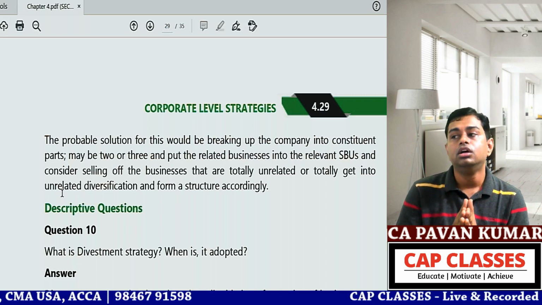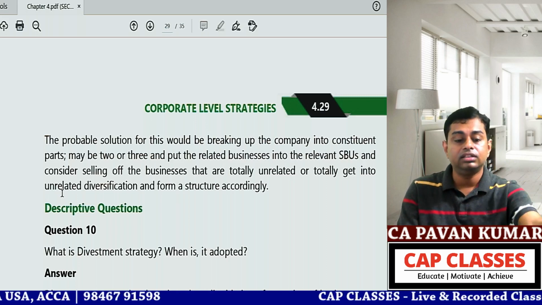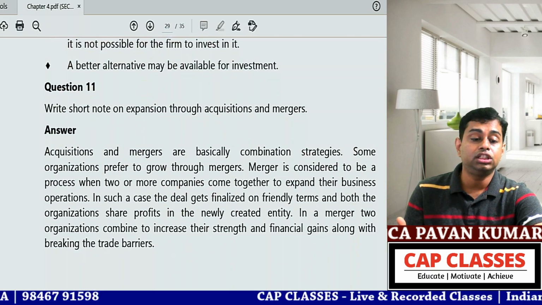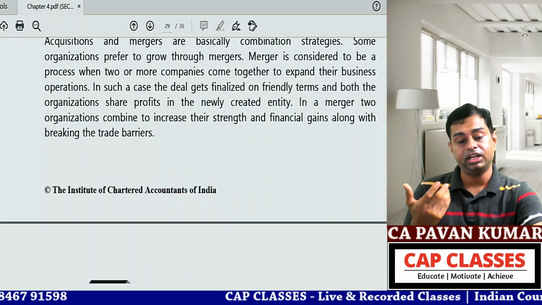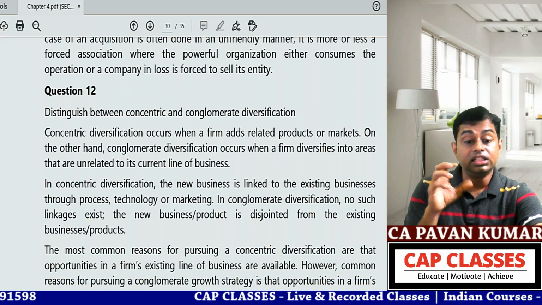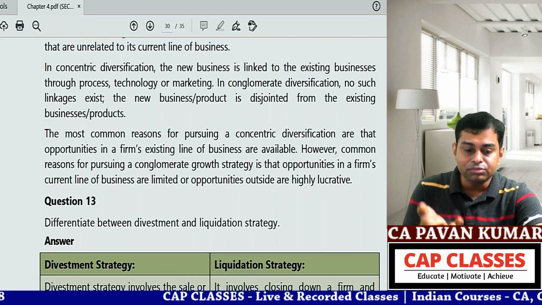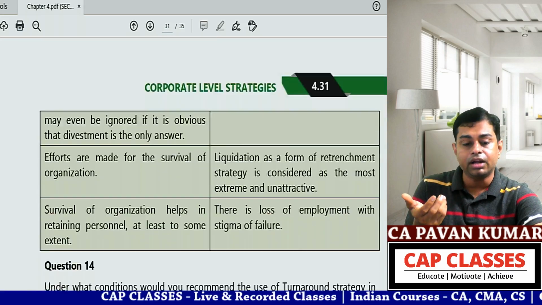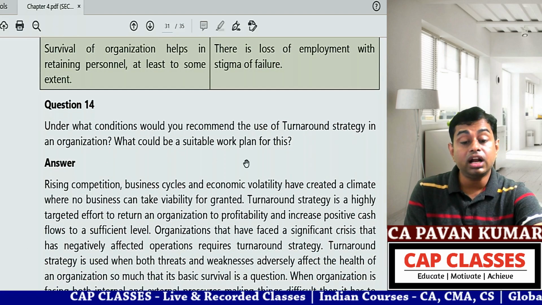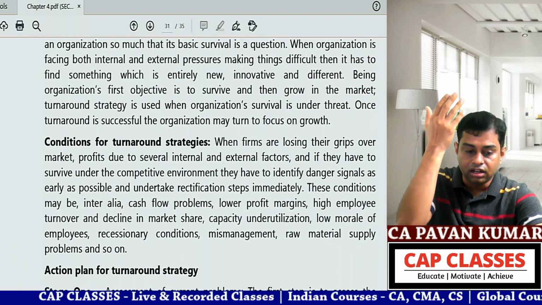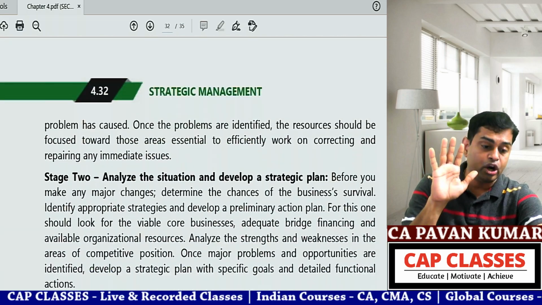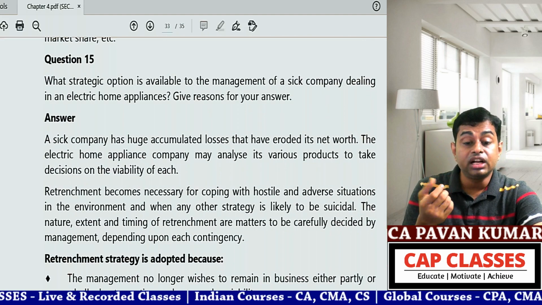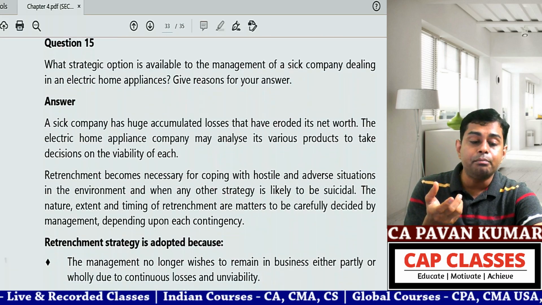That's all. So case studies are over. Then descriptive questions, all LKG questions will come. What is the disinvestment strategy? We have discussed. What are acquisitions and mergers? We have discussed. Distinction between concentric and conglomerate, 100 times we have discussed. What is the difference between disinvestment or divestment strategy and liquidation? We have discussed. Under what conditions do you recommend a turnaround strategy? 100 conditions are there. Action plan, 5 points are there. We have discussed. Then strategic options available to the management of a sick company.